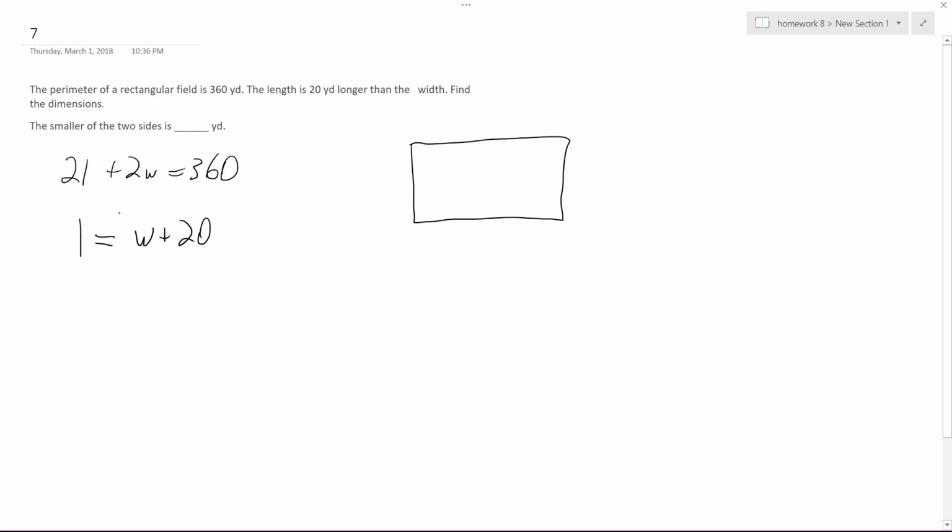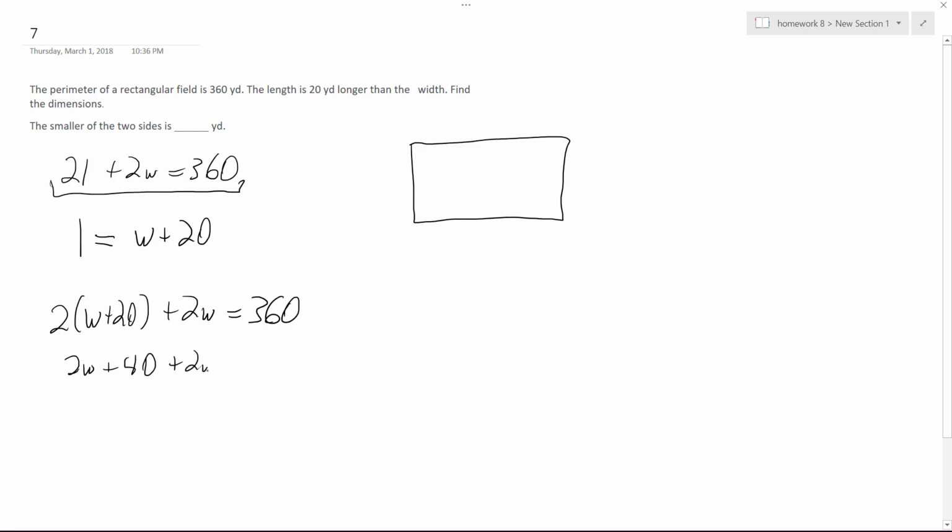All right, so what I'm going to do in this instance is take the equation for the perimeter and sub in W plus 20 for L. So I get 2 times (W plus 20) plus 2W equals 360. 2W plus 40 plus 2W equals 360. So we get 4W is equal to 320, divided by 4, divided by 4. W is equal to 80.